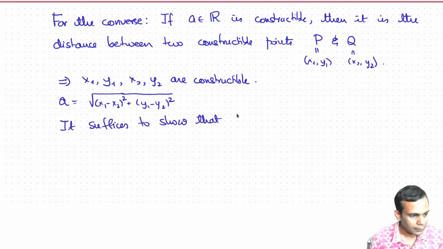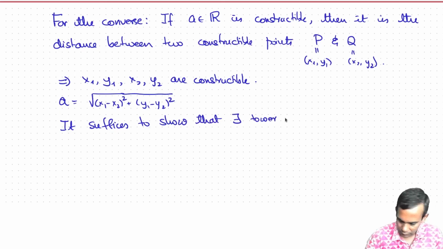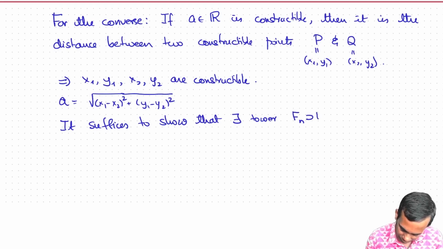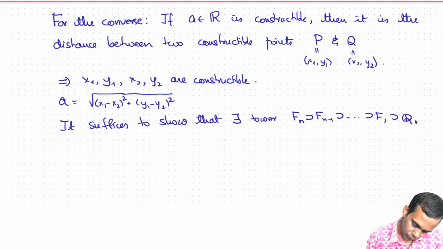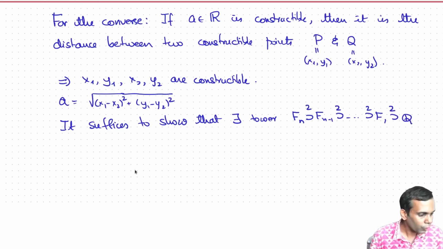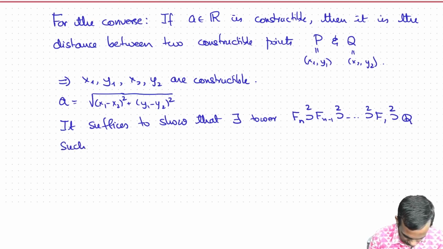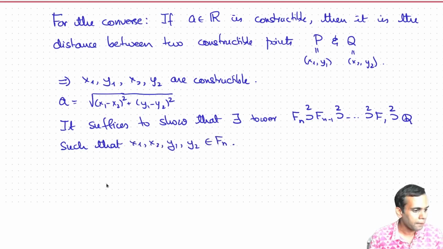that there exists a tower. Now to just save space, I'll write my tower horizontally. Fn contains Fn minus 1 contains F1 contains Q, and each of these is of degree 2, quadratic extensions, such that x1, x2, y1 and y2 are in Fn.